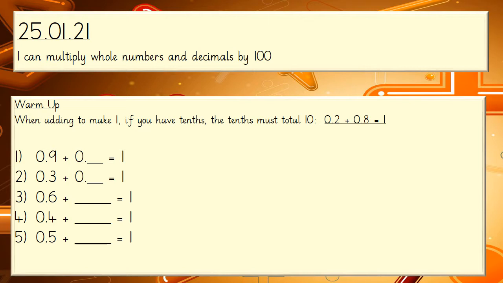So for number 1, you have 0.9 add 0.1, because 9 add 1 makes 10. For number 2, you have 0.3 add 0.7, because 7 add 3 makes 10. For number 3, you have 0.4, number 4, you have 0.6, and for number 5, you have 0.5. Check your answers with what's on the screen.